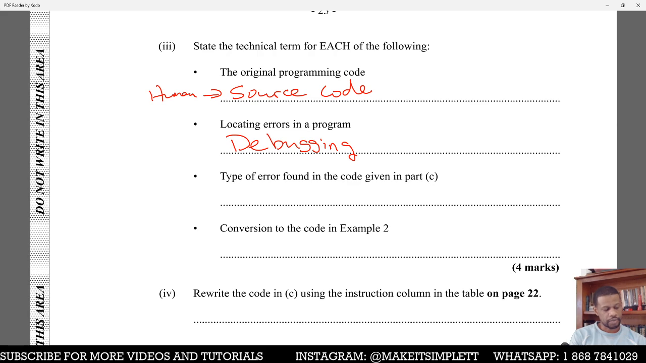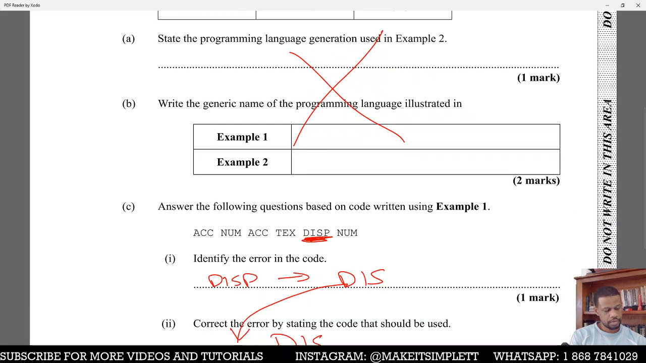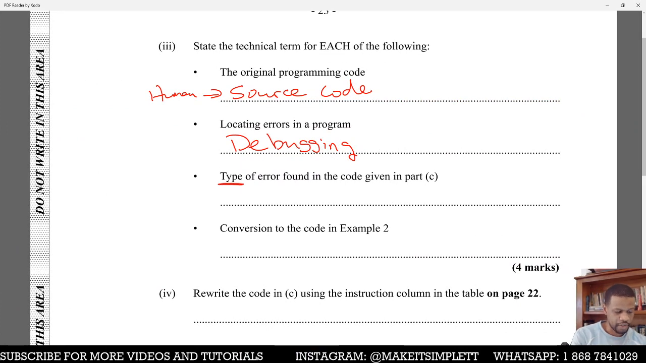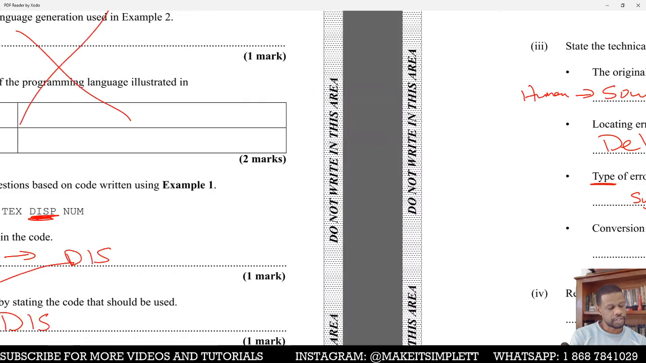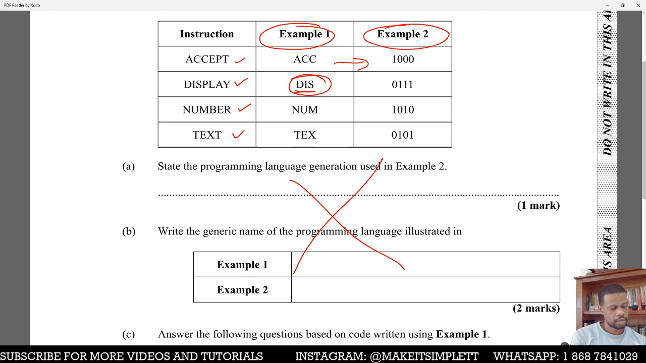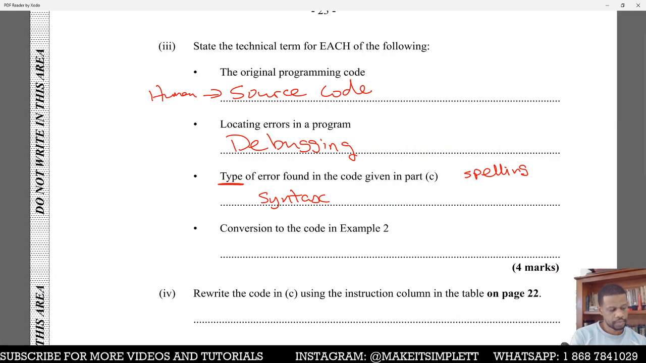Type the error found in the code given in part C. Type of error. Right, so if you have a spelling error, it would be syntax. And conversion of the code in example 2 would be assembling. Yeah, that would be like assembly language, assembling or compiling. Yeah, compiling would be a good one.